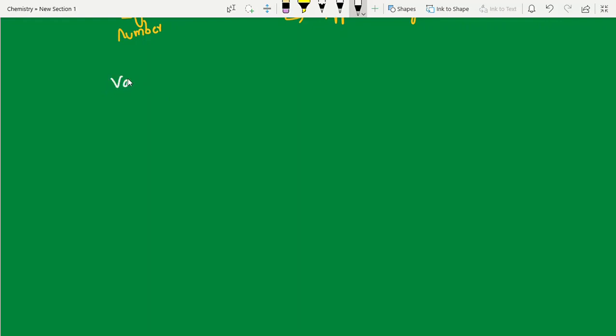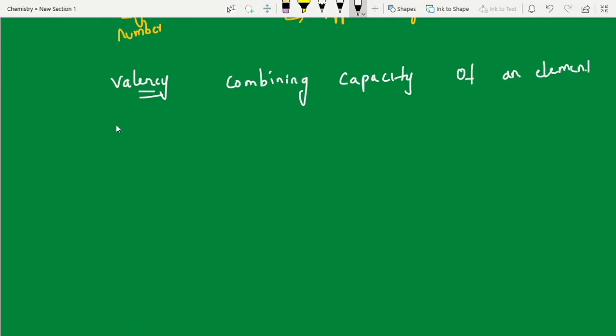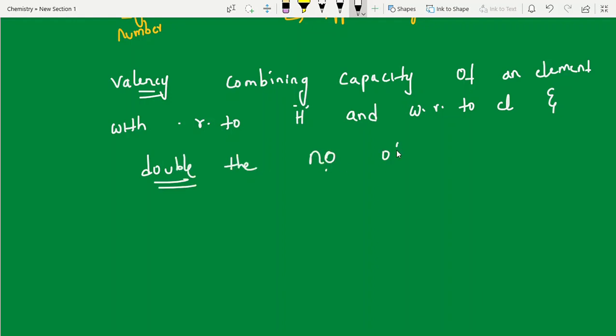Here, to understand valency, I am giving one point. Valency is the combining capacity of an element with respect to hydrogen, with respect to chlorine, and double the number of oxygen. Clear? That's it. Now you can see the points.